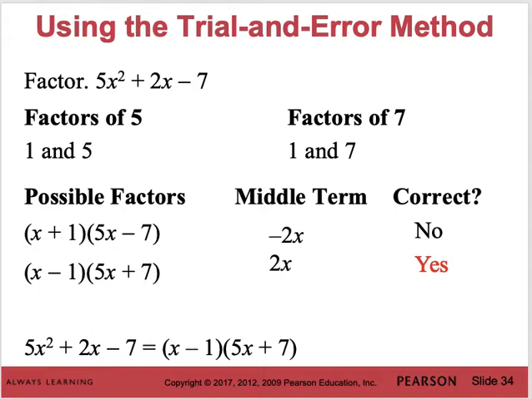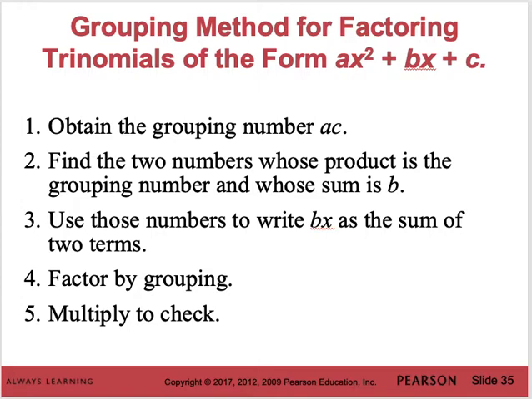Here's another trial and error strategy. 5x squared, well, factors of 5, factors of 7. Guess and check. Outside, inside equals negative 2, outside 7, inside negative 5 equals positive 2, and that's what we were looking for, was our positive 2. So obtain the grouping number, find the two numbers whose product is the grouping number and whose sum is b. Use those terms to write bx as the sum of two terms. Factor by grouping and multiply to check.